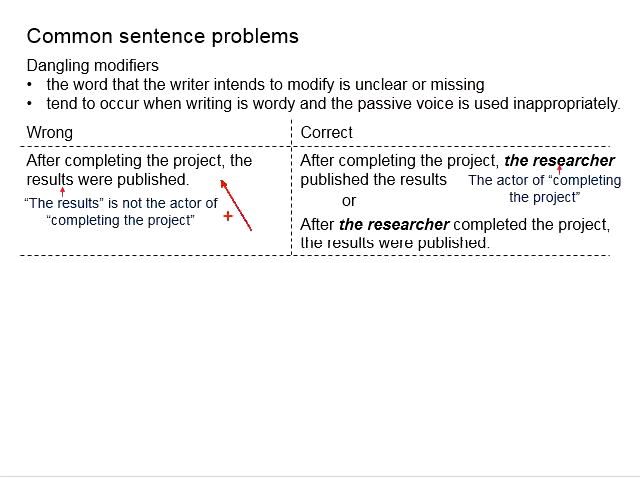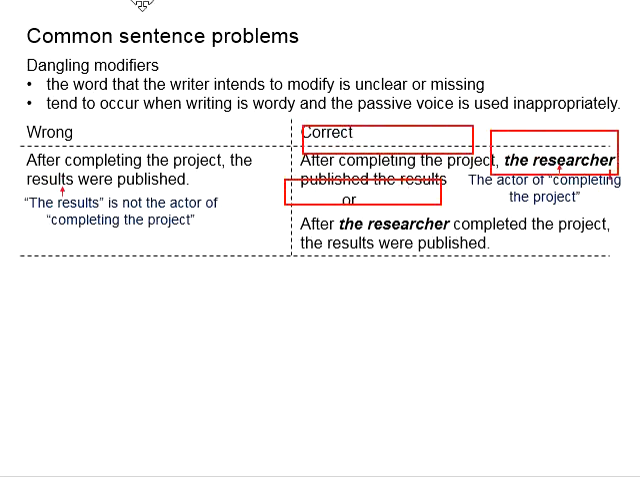In order to correct this sentence, you can write in this manner. After completing the project, the researcher published the results. Now the researcher is the subject. The researcher completed the project and the researcher published the results. Both parts of the sentence have the same subject. There is no contradiction between the first half and the second half of the sentence.